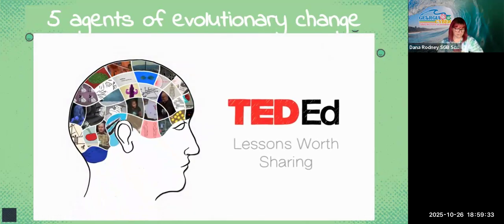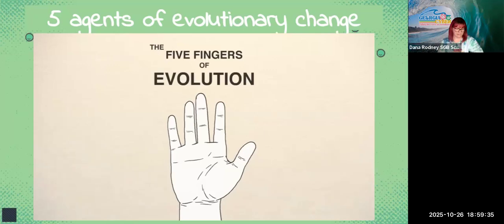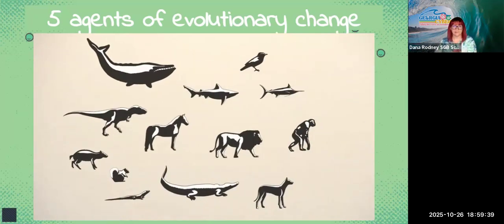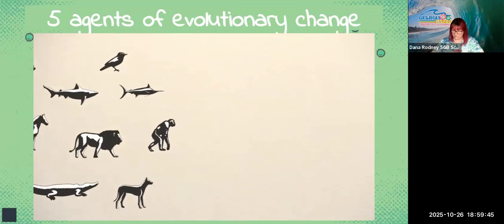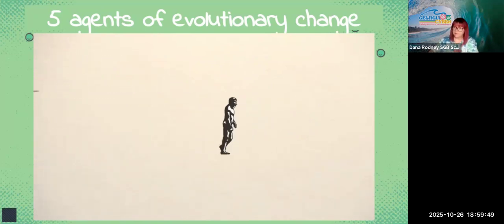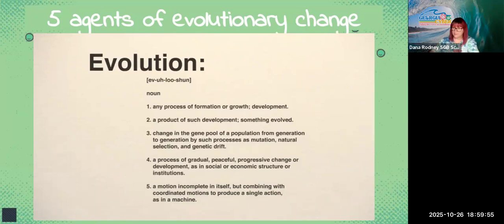The Five Fingers of Evolution. A thorough understanding of biology requires a thorough understanding of the process of evolution. Most people are familiar with the process of natural selection. However, this is just one of 5 processes that can result in evolution. Before we discuss all 5 of these processes, we should define evolution. Evolution is simply change in the gene pool over time.